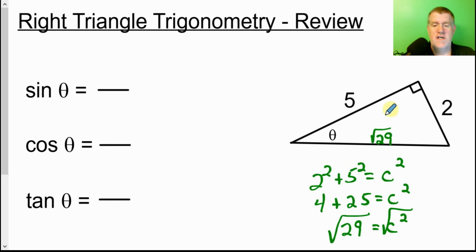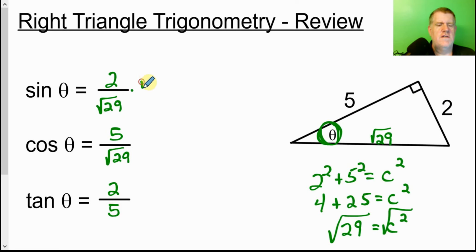So what's the sine? Here's our angle. Opposite is 2. 2 over root of 29. Now we'll get back to that one. We don't like roots in the denominator, but let's figure these out first. Cosine is 5 over root of 29. Tangent is 2 over 5, opposite over adjacent.